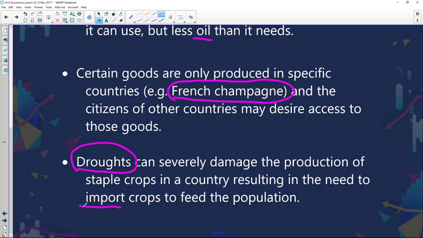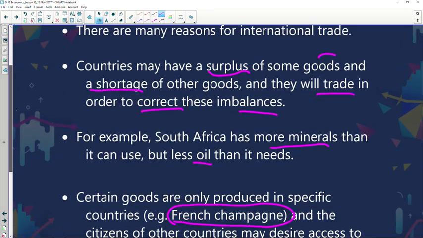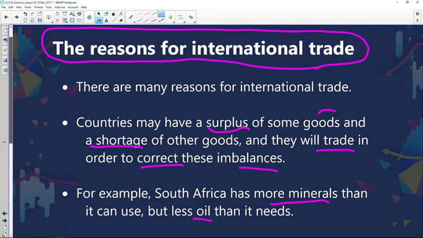Okay, so those are some of the issues, just to recap on the page before we move on. We are busy looking at some of the reasons for international trade. We have established that countries are no longer self-sufficient and therefore they need to trade with other countries.